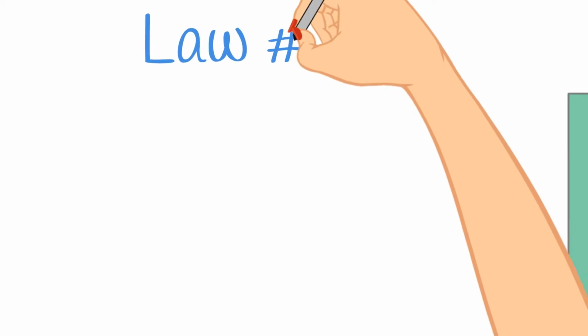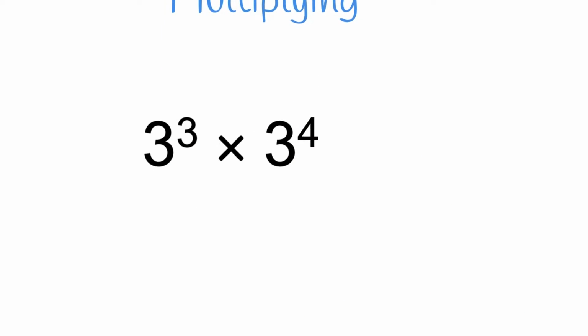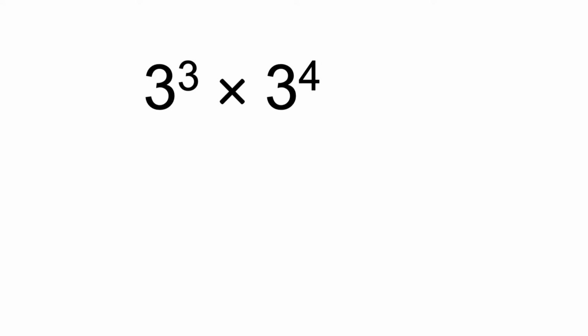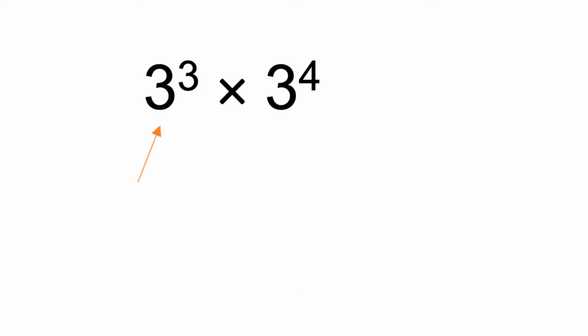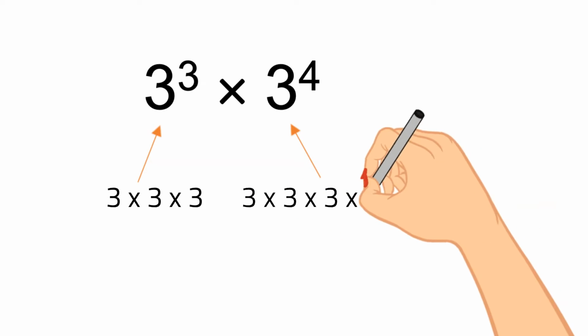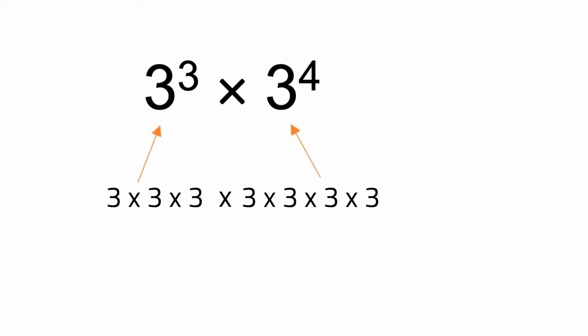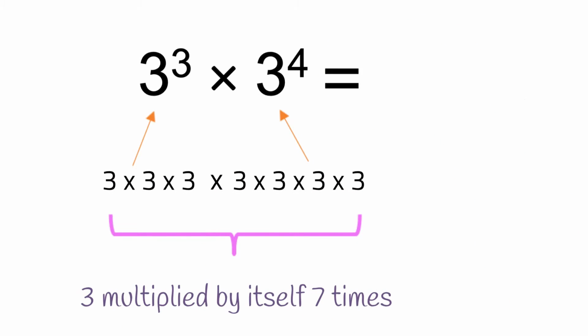Law number 1 is our multiplying law, and we use it to simplify expressions involving indices that have a multiplication, such as this one. To simplify this, we need to make sure we have the same base. So I'm going to write this out in full, and I have 3 multiplied by itself 3 times, and then 3 multiplied by itself 4 times. And then I'm multiplying those two together. Altogether, I have 3 multiplied by itself 7 times, which means this will simplify to 3 to the power of 7.